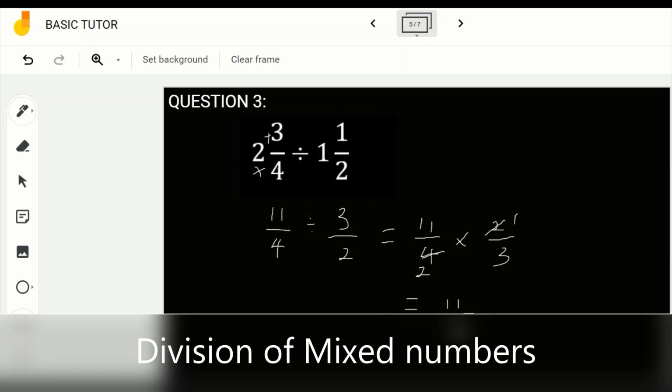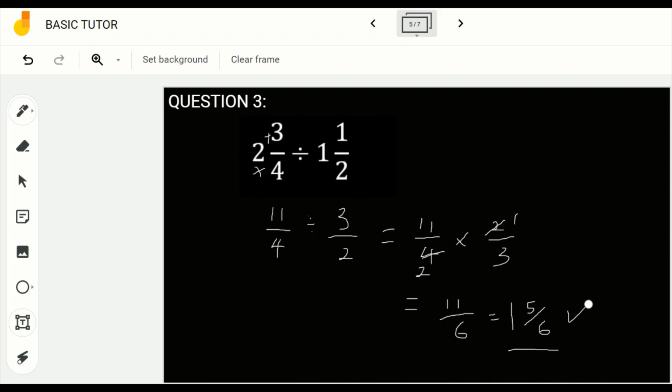Again, this is an improper fraction. We convert to a mixed number. How many 6 do we have in 11? We have just 1, 6 in 11, so we have one whole number. So we have 1, 6 in 11, remainder 5. So we have one whole number, 5 over 6. So this is our final answer. So this is how we divide fractions, by a whole number or by fractions or by a mixed number.